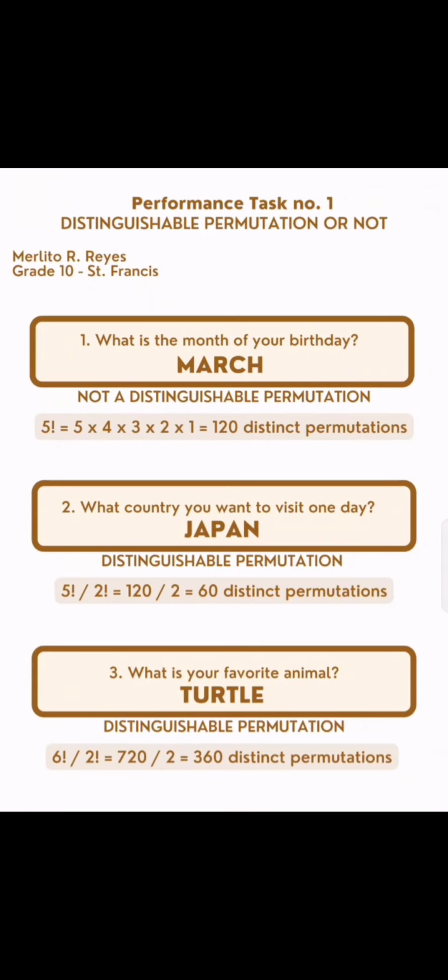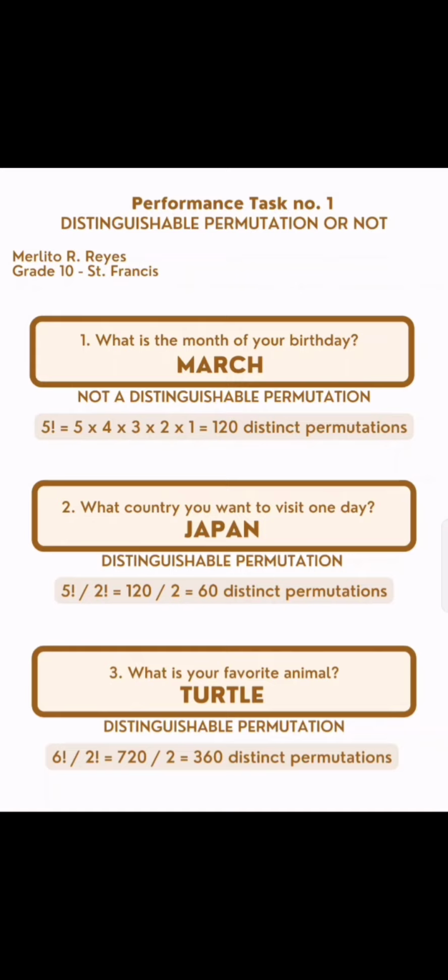This is an example of the PT. As you can see, you have here the performance task number 1, the title, your name, and your section. Then you just have to answer the following questions. These are the questions. What is the month of your birthday? In my case, I was born in the month of March, so I use the word March. As you can see, March has no repeating letters, so it is just a mere permutation. So I answered not a distinguishable permutation.